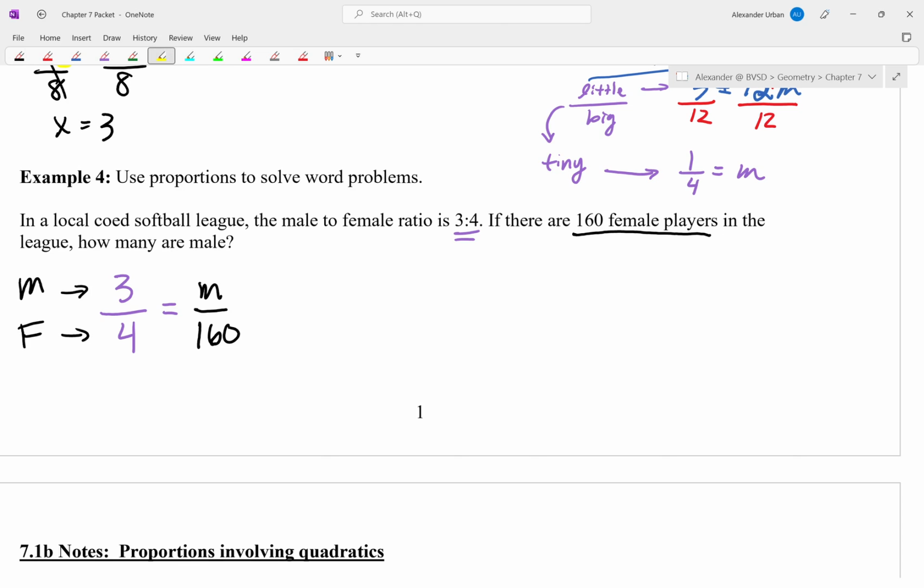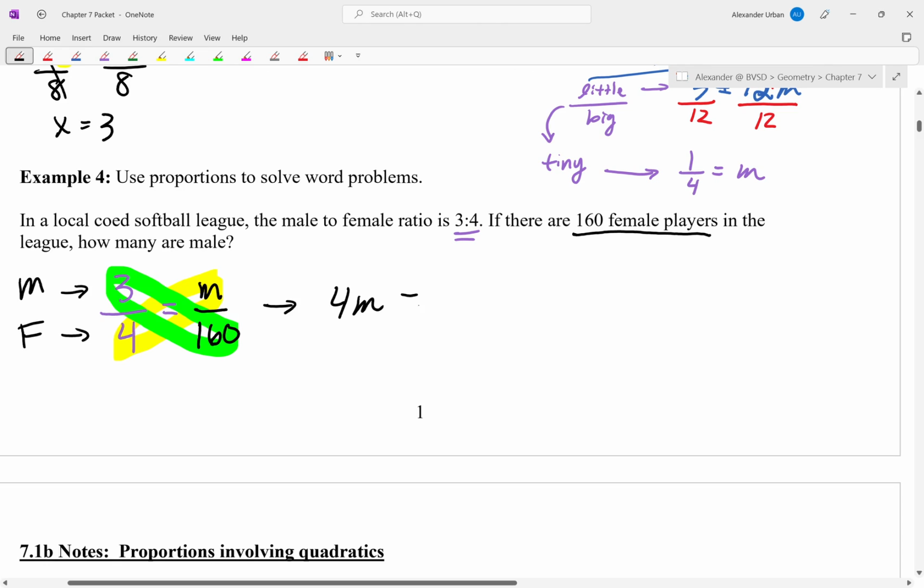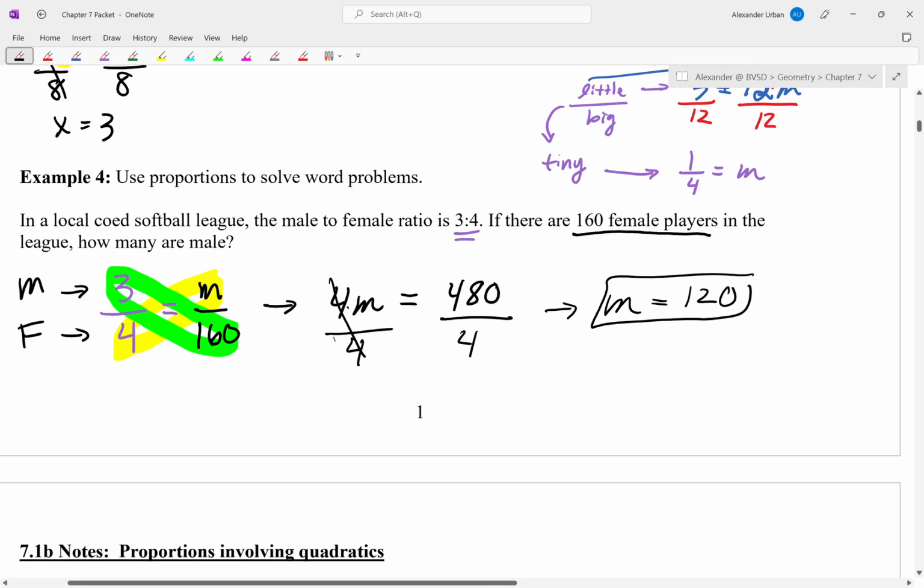But now, with that variable, that unknown, we can use cross multiplication to its fullest, and we can cross multiply and solve. So that's what I'm going to do. 4 times M is 4M, and that is equal to 3 times 160, which is going to be 480. Since I'm solving for the number of males in this circumstance, I need to divide both sides by 4 because I want 1M. And when I do that, I am going to end up with the males of this group is going to be equal to 120. So there are 120 males to 160 females in this entire league.